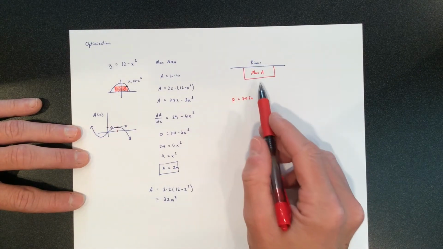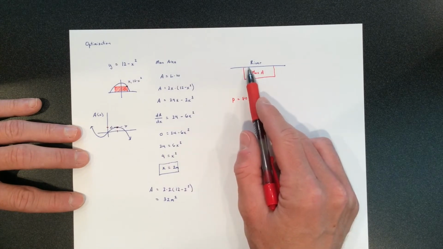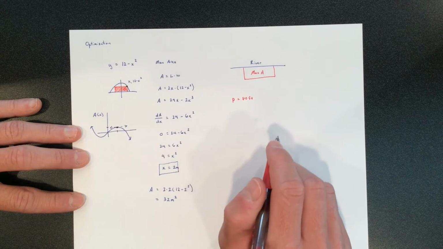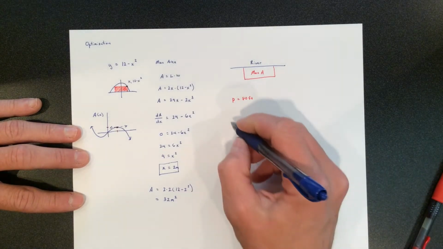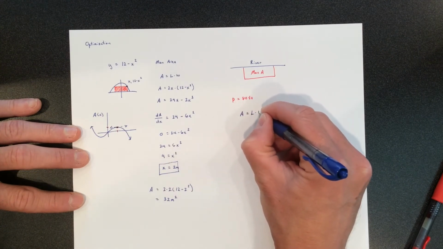And again, they do have to tell you it's a rectangle, and in this case, let's say we don't have to bound it here because there's a river, right? Or whatever we're enclosing here, can't swim across that river. Okay, so what do we want to do? We want to maximize area. All right, if you want to maximize area, you got to write the area equation. The area equation is the same thing, length times width.